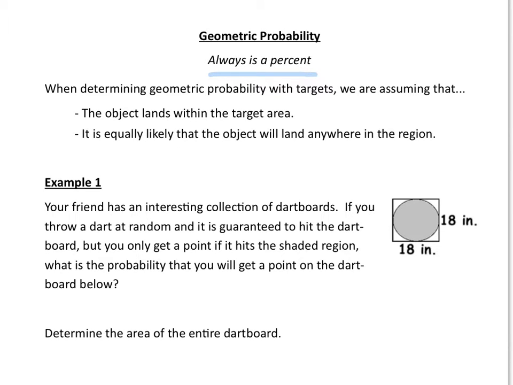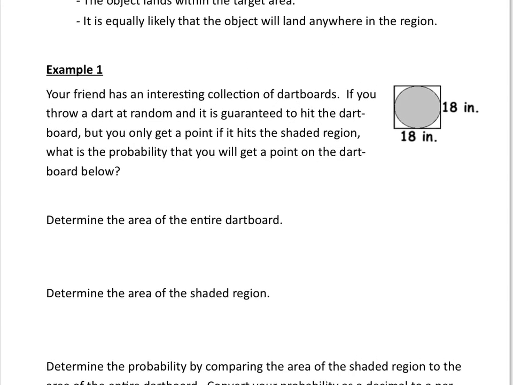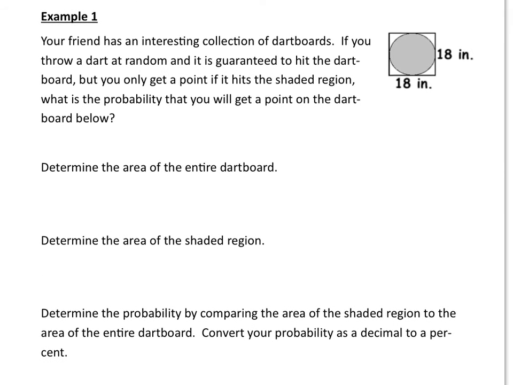Now, when we determine geometric probabilities and there's targeting involved, we're going to assume that the object lands in the targeted area unless you're told it doesn't, and that there's an equally likely chance that the object's going to land anywhere in the region. So there's going to come a time where it'll say what's the likelihood of it not, or what's the probability of it not landing in the shaded region. That is the only situation in which you do not assume that the object is in the shaded region. Every other time you assume equal chance, equally likely of landing in the shaded region.